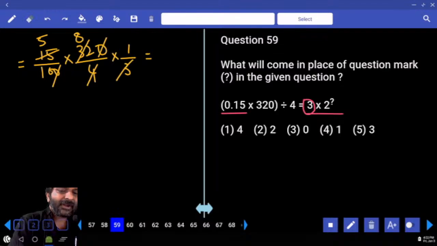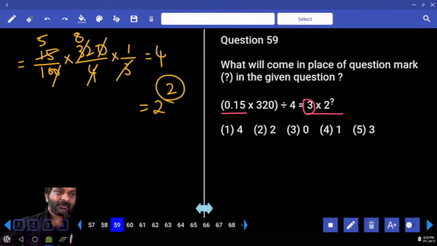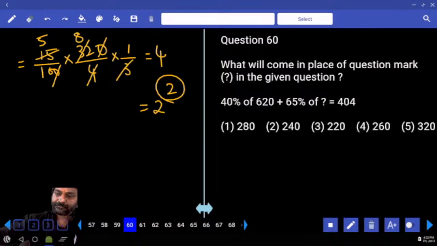Numerator 40, denominator 10, which is equal to 2 power. Answer option. 40%. 10% double, 10% double.